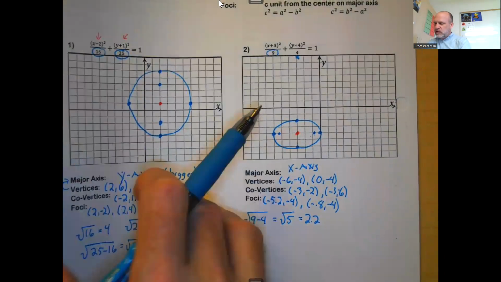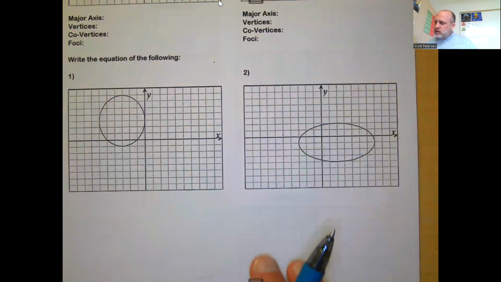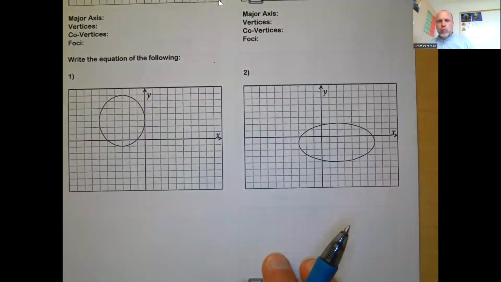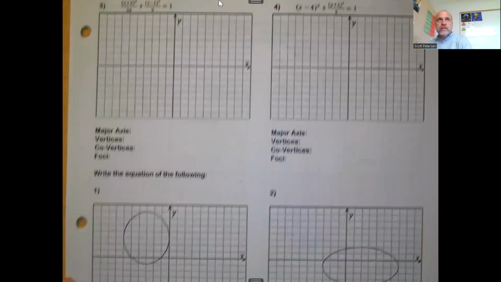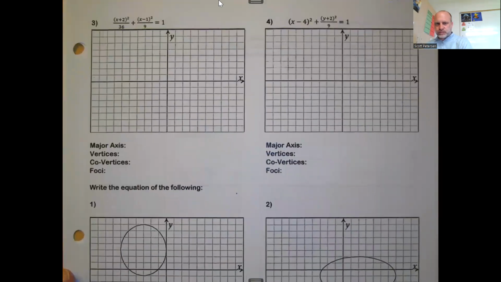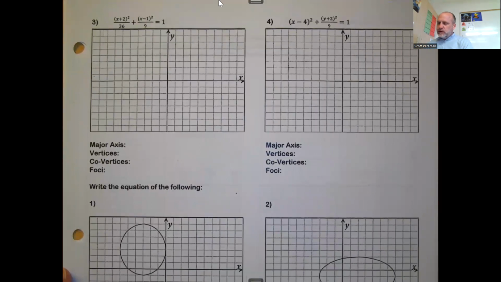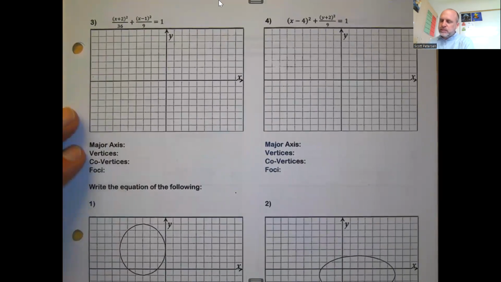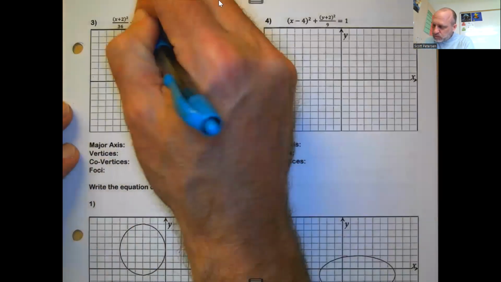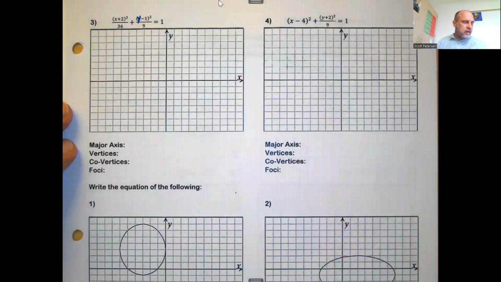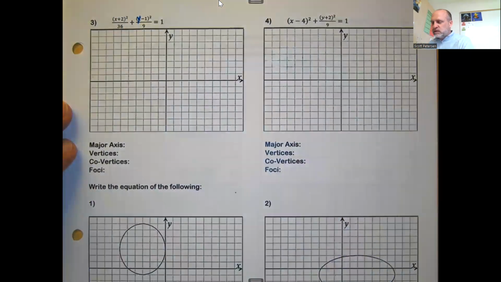Let's see. I think I have a couple more examples. Let's just do one more. Let's take a look at number 3, then we'll look at one of the writing the equations. So here again, number 3, I have x plus 2 squared over 36 plus x, error. Let's change this to a y. That will not be the last time we see that error in this unit.